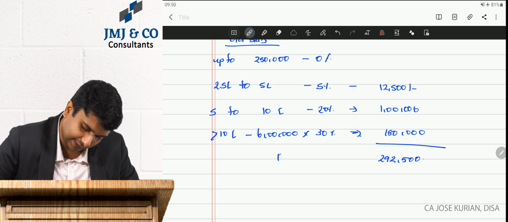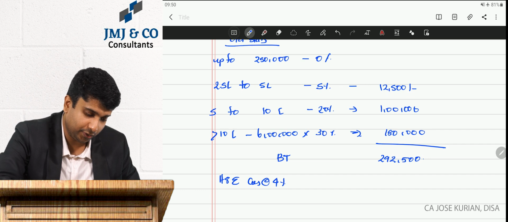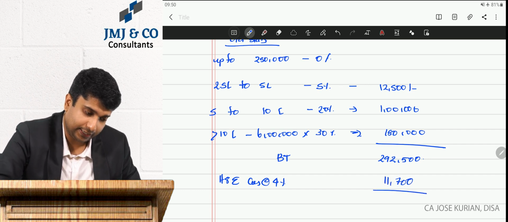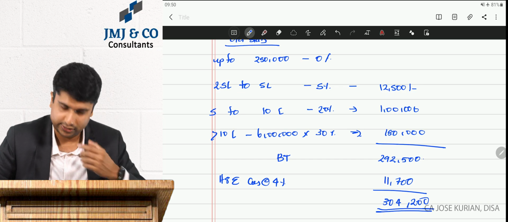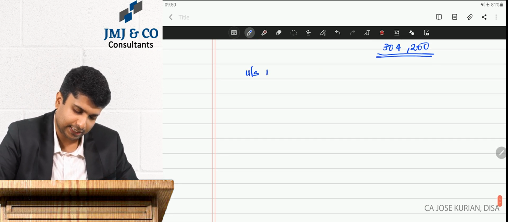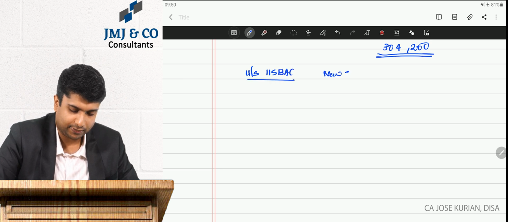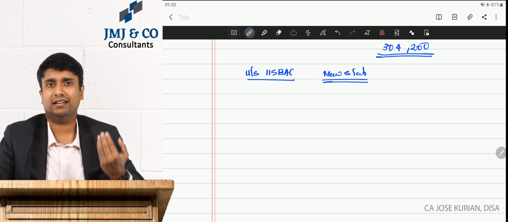So this is basic tax, and health and education cess at 4% would come. So 2,92,500 into 4%, it would be 11,700, and including that, the final tax liability would be 3,04,200 as per the old slab rates. Now friends, to the new slab rates. Under section 115BAC, new slab rates, here there are conditions.